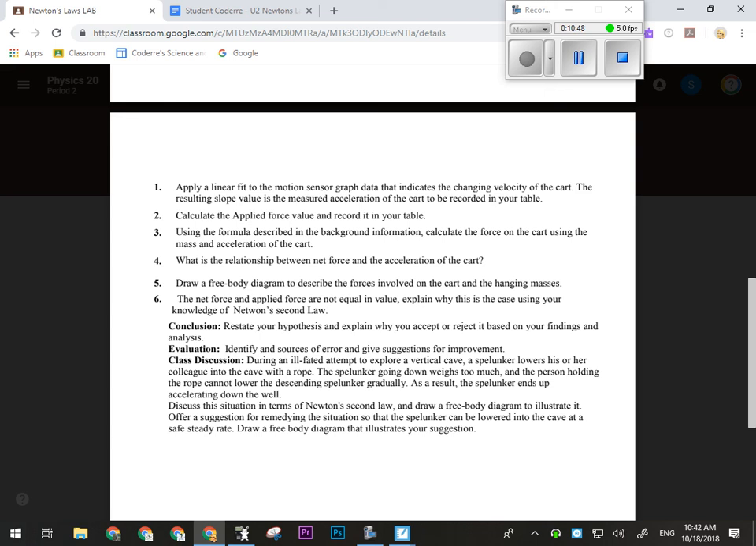Conclusion, same as always: copy and paste your hypothesis, then using your data, explain why you can accept or reject it. Evaluation: 2 sources of error, and ways to fix them. You don't have to do the class discussion. We'll talk about that when I mark the lab and hand it back to you. Are there any questions on what we're doing?